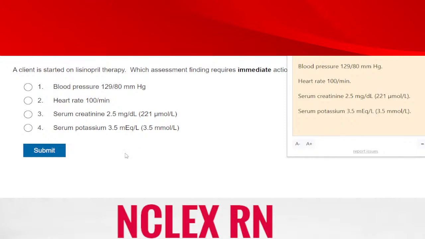A client is started on lisinopril therapy. Which assessment finding requires immediate action? Blood pressure 129/80 mm Hg. Heart rate 100 per minute. Serum creatinine 2.5 mg/dL, 221 micromole/L. Serum potassium 3.5 mEq/L, 3.5 mmol/L.